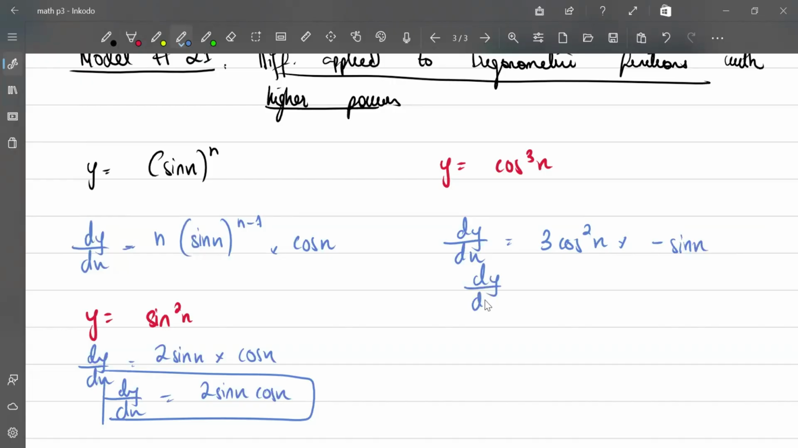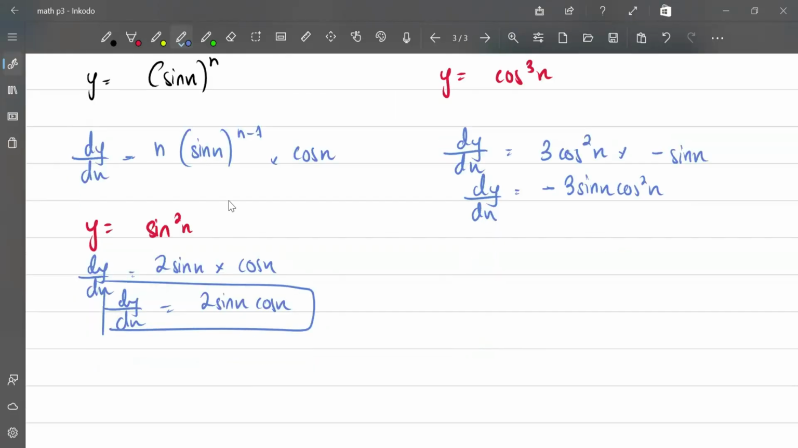Like I said, the key here is to just treat it like a normal function, the way you differentiate normal functions. All right, negative 3 sine x cos square x.